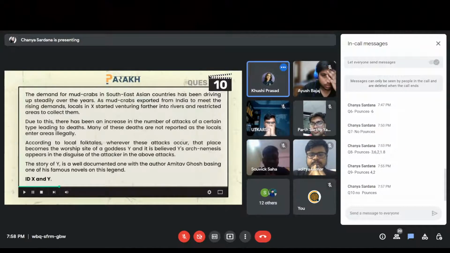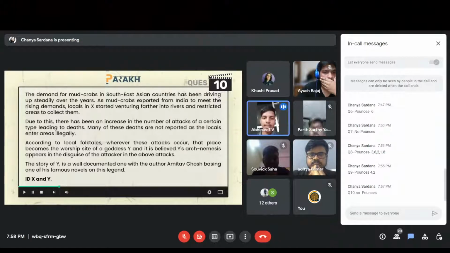Team 8. I think Y is Kalki. Can you repeat that, please? X probably will be Kerala. And Y?